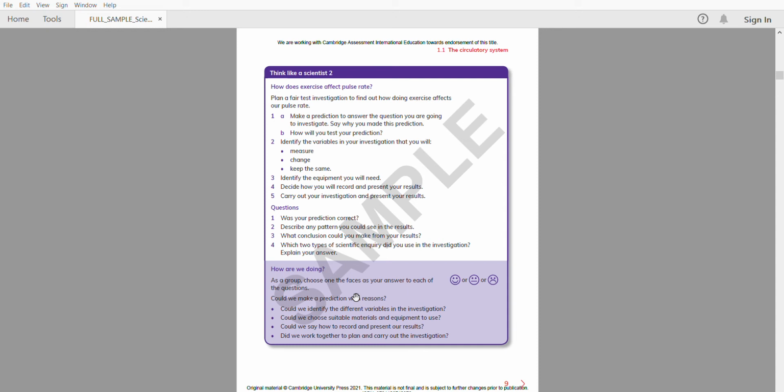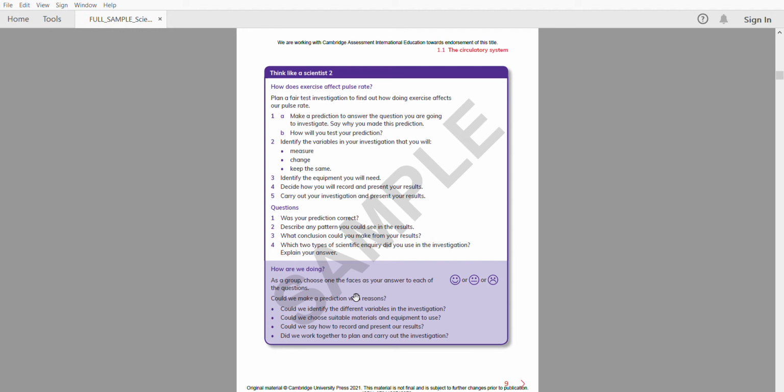Yes, some of you said yes, our predictions were correct. Describe any pattern you could see in the results. Remember that when I asked you to compare your friend's pulse rate, when we had our pair work, some of the results were ascending or increasing. Some of the pulse rates were decreasing, depending on the activities that your friends had done at home.